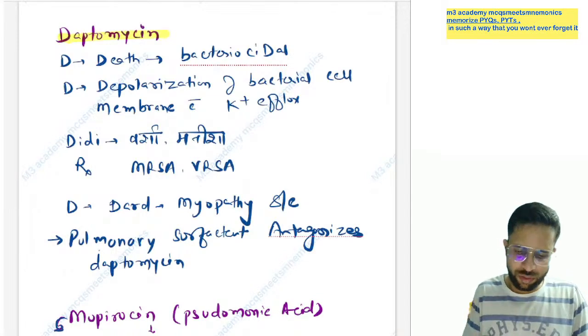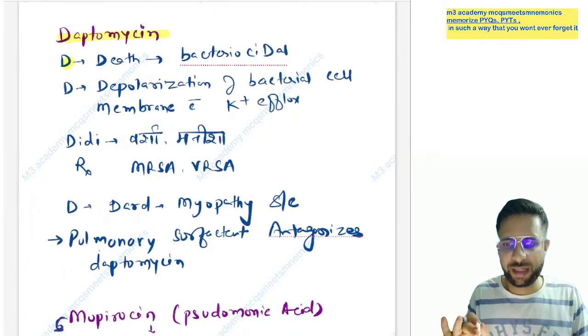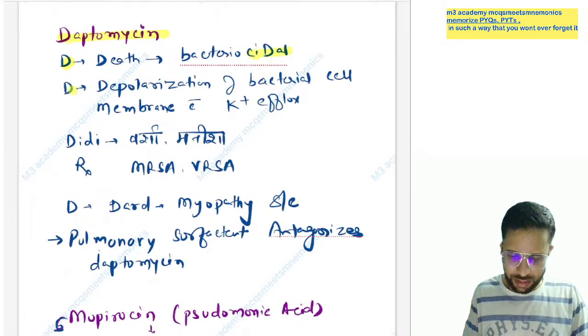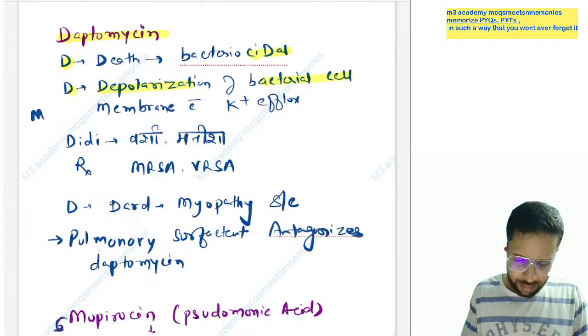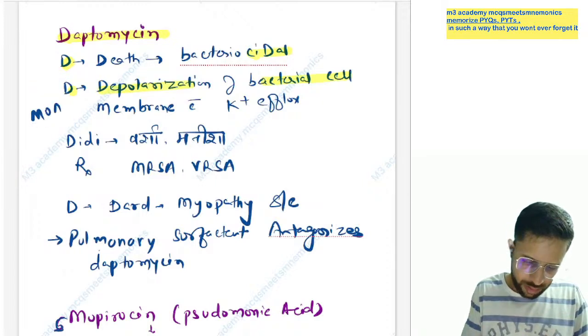Dapto, D4 you can remember death. Death means cidal. So this is a bactericidal drug. D for depolarization of the bacterial cell. So this is the mechanism of action of this drug. What is the mechanism of action of this drug? Yes, the mechanism of action.